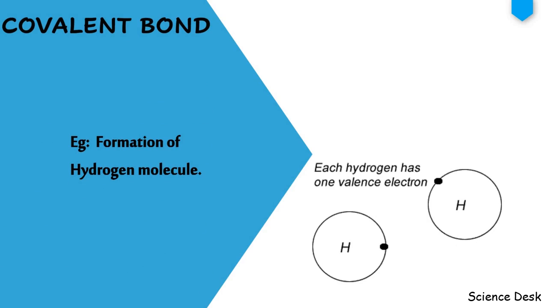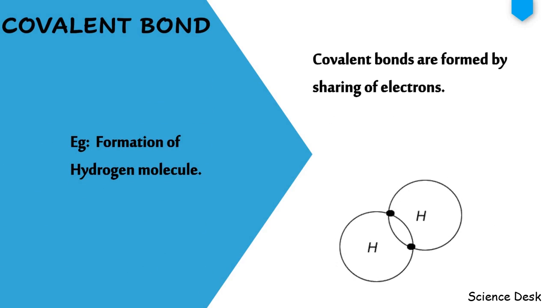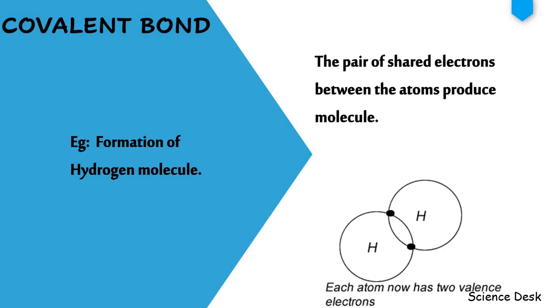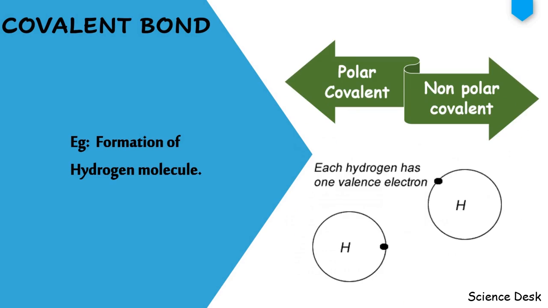Then comes the covalent bond. As discussed before, covalent bonds are formed by the sharing of electrons. The pair of shared electrons between these atoms produces the molecule. When we take the example of hydrogen molecule formation, the pair of electrons is shared between the two hydrogen atoms, which helps in the bond formation and helps to maintain their stable electronic configuration.